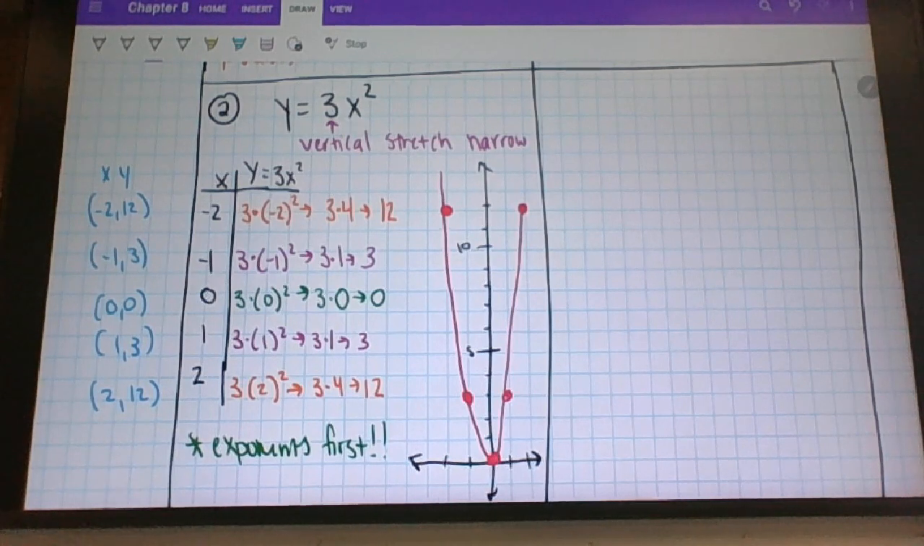This one's even harder to make it look not like a V, but do your best and make it look curved.